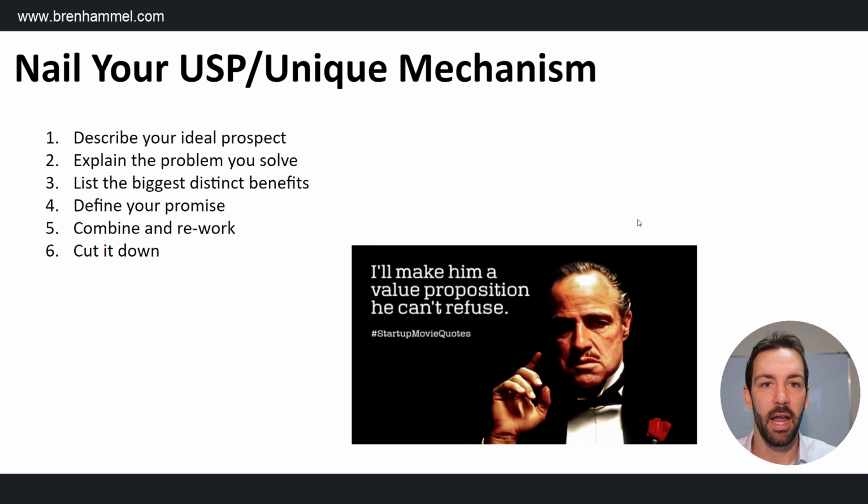Hugely important. And here I've got a couple of steps that you can use to really bust out a really powerful unique mechanism, unique selling proposition, unique value proposition. You want to describe your ideal prospect, be really thorough.